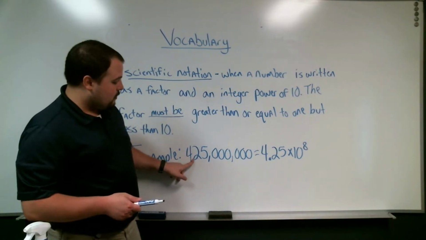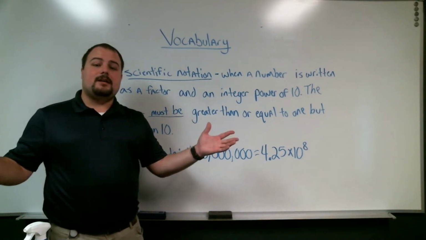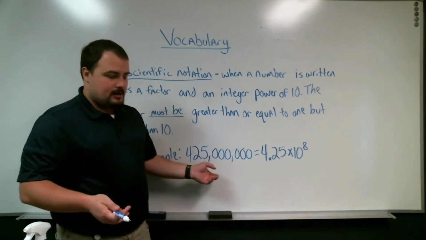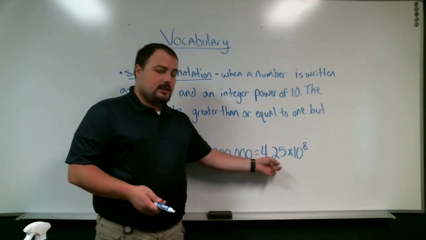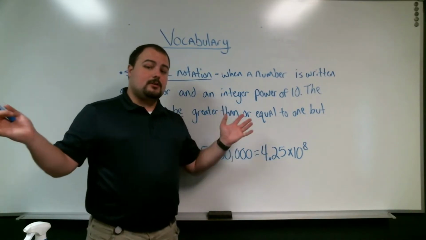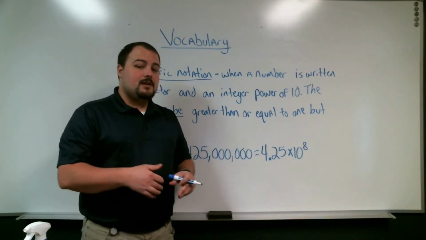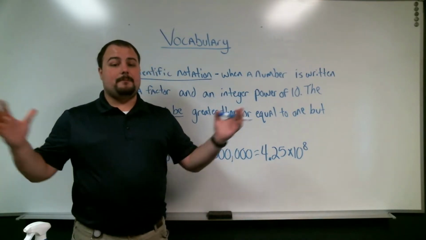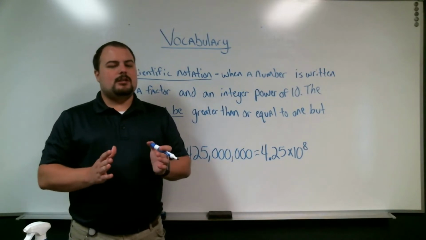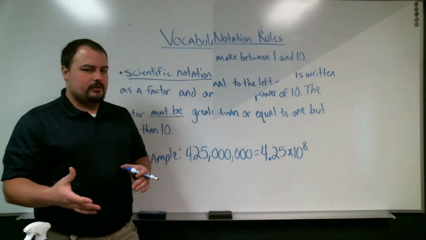This is called standard form whenever you just write the actual expanded number out. And this is called scientific notation, when you write a number that looks really big a lot smaller. Scientific notation is a great way to take big numbers and write them small, or really, really small numbers, and write them so that they're easier to read.